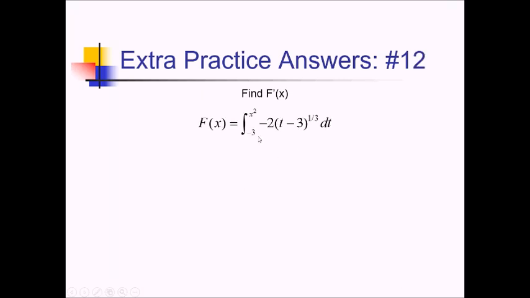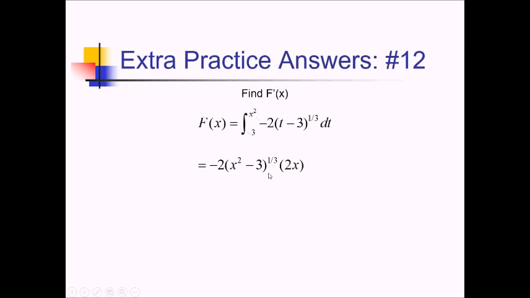For this problem, since I'm taking the derivative of an integral that has a variable in the upper limit of integration, I'm just going to use my FTC and replace the dummy variable with this upper limit expression here. So this is going to be negative 2 times parentheses x squared minus 3, all of that raised to the 1/3 power. However, because this is an inner function, we have to use the chain rule and multiply by the derivative of x squared, which is 2x out here.